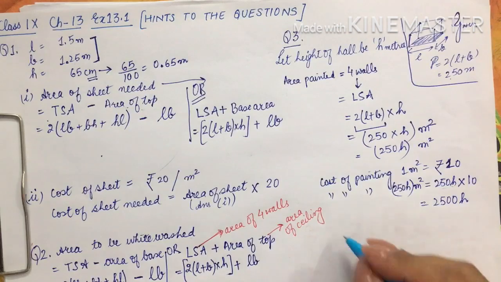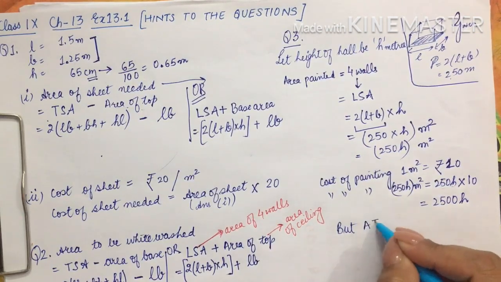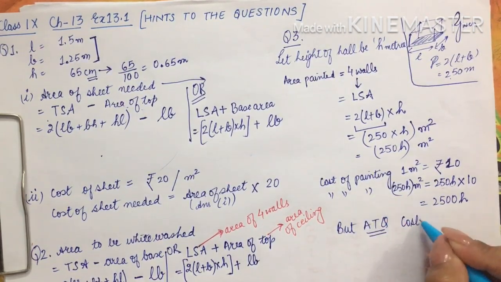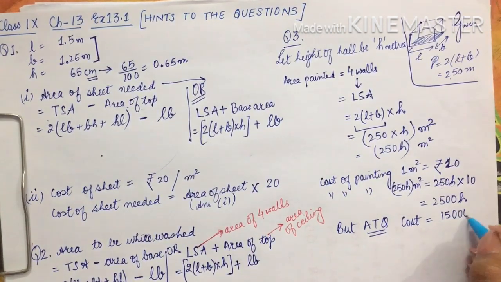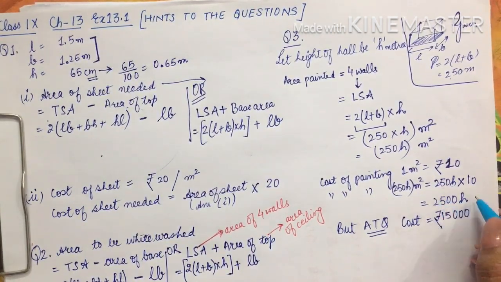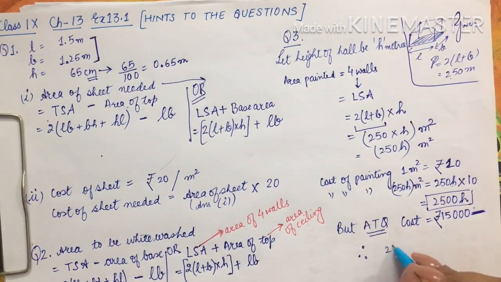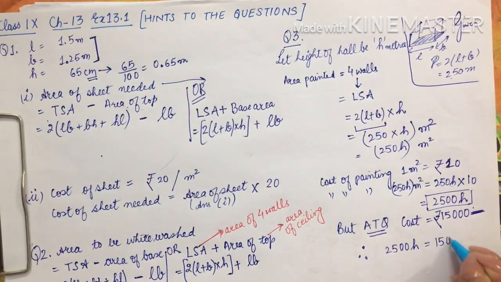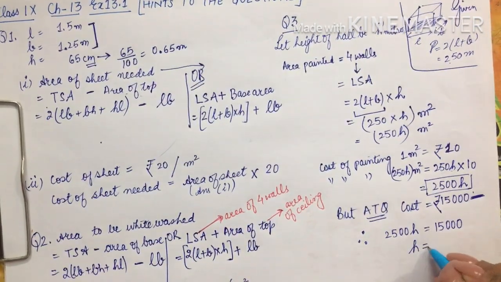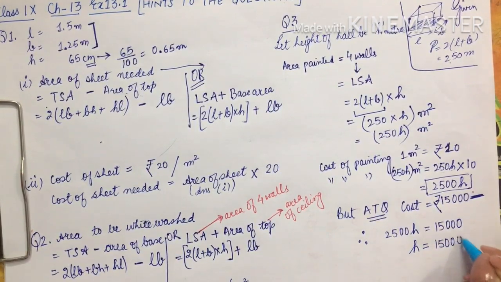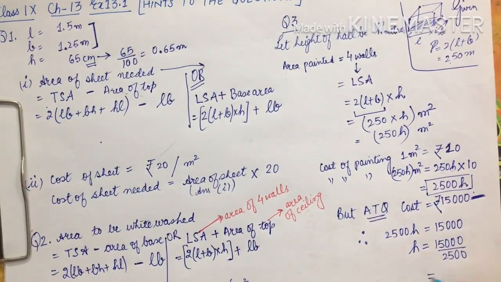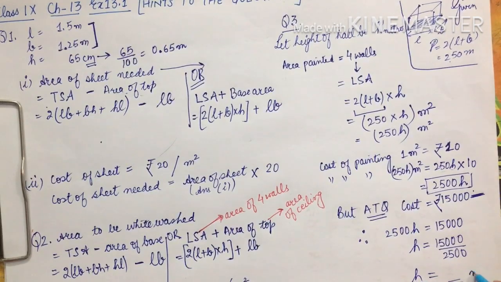This is the cost. But according to the question, the cost is 15,000 rupees. So this is the cost according to us, and this is the cost according to the question. So the two answers should be equal. There should be 2,500 H equals 15,000. So from here you can find out H. Solve it. The value of H will be in meters.